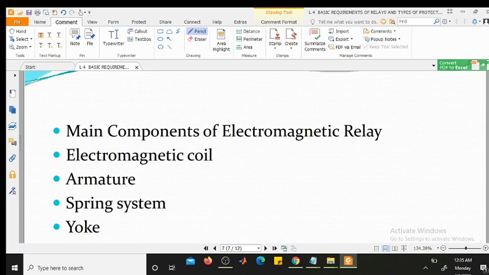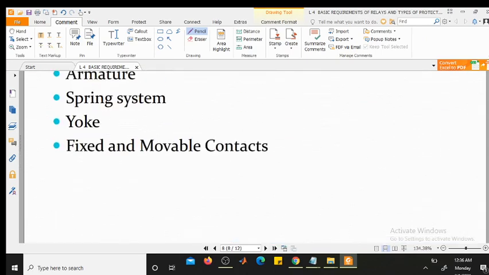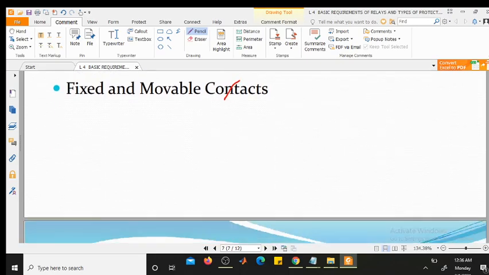Next is the basic relay. Here I am explaining the basic working principle of a relay. This is the basic electromagnetic relay. What are the main parts? Spring, armature, yoke, soft iron core, and fixed and movable contacts. These are the main components of the electromagnetic relay: electromagnetic coil, armature, spring system, yoke, fixed and movable contacts.